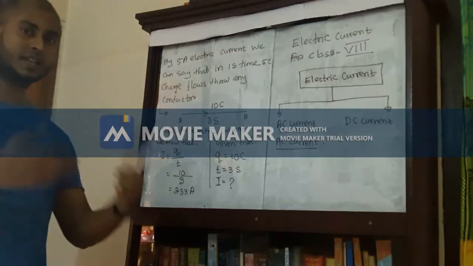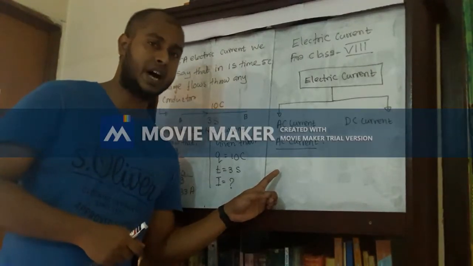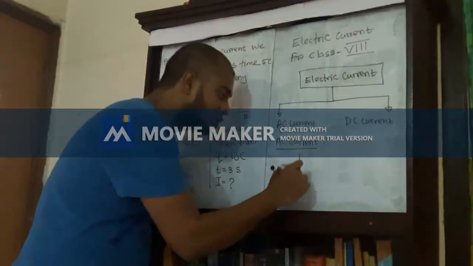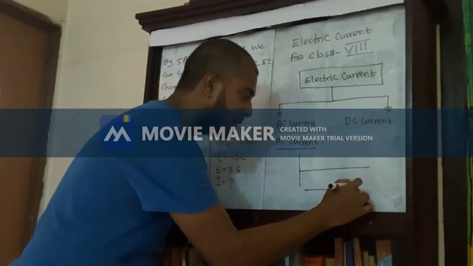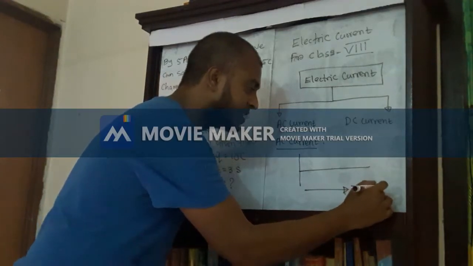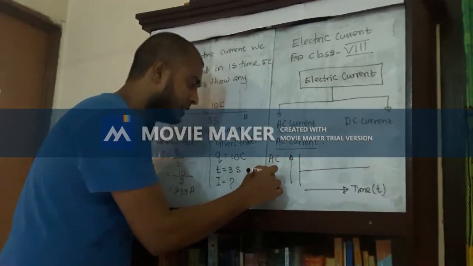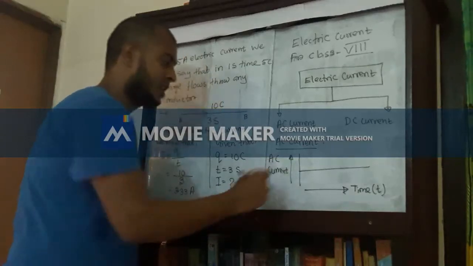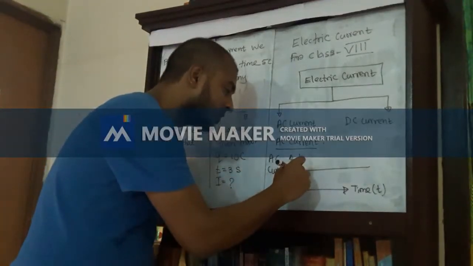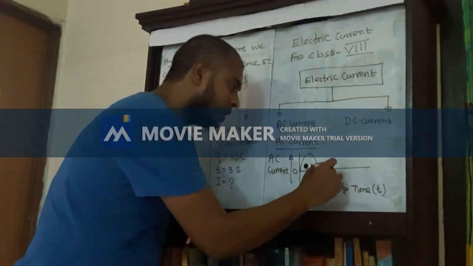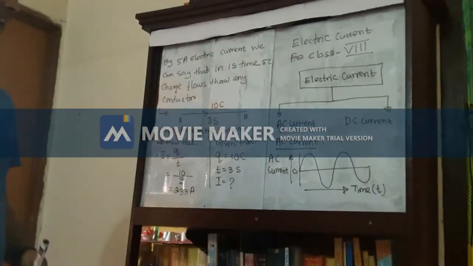I'm going to discuss that type of current which can change its direction with respect to time. I'm going to show a graph. In this axis, time is given, time is t, and in this axis, AC current is given. So from this graph, we can say that this AC current continuously changes its direction with respect to time.